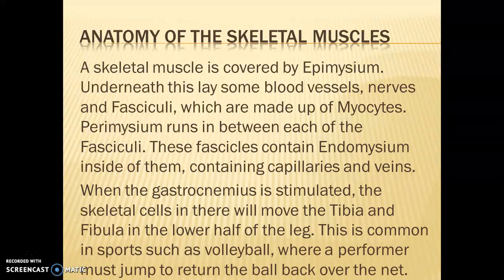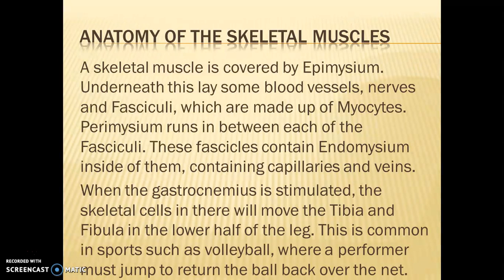Anatomy of the skeletal muscles. A skeletal muscle is covered by a dense layer named epimysium, made of fibrous and elastic connective tissue. Underneath this lay some blood vessels and nerves, as well as many fasciculi, which are made up of myocytes, or muscle cells. The blood vessels contribute to the passing of blood, with the arteries bringing oxygenated blood, and the veins taking away deoxygenated blood.